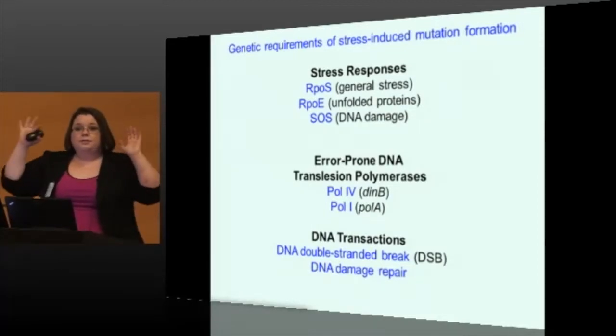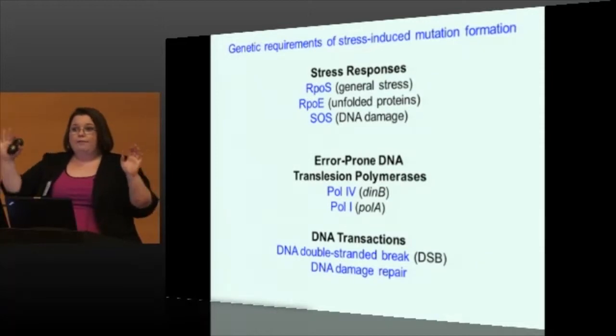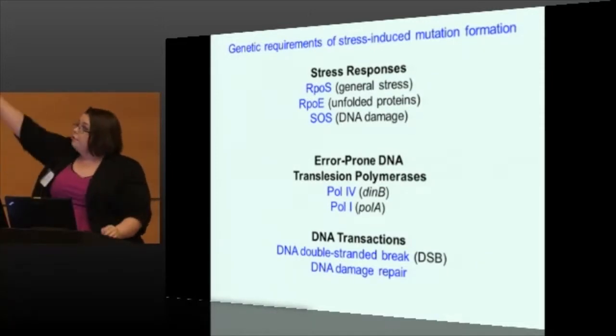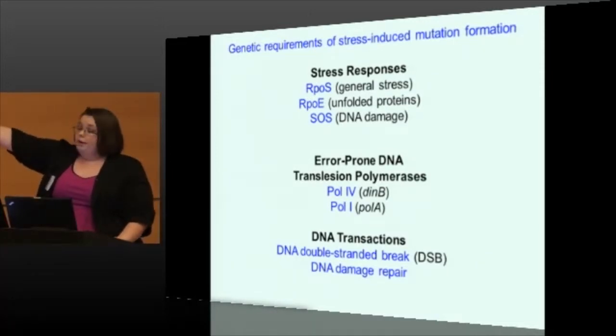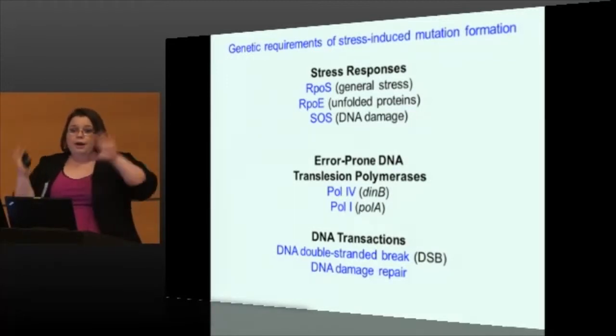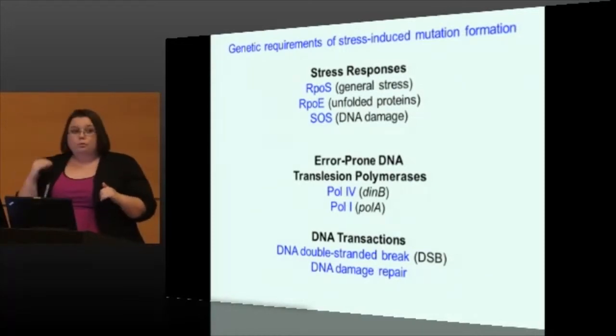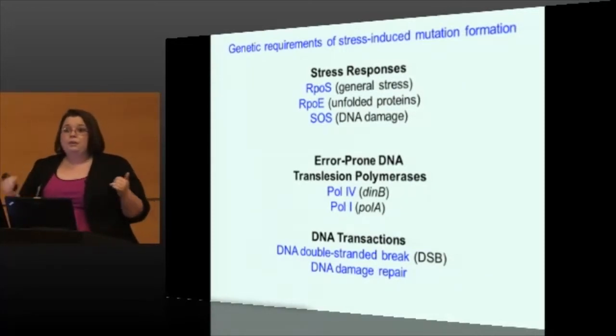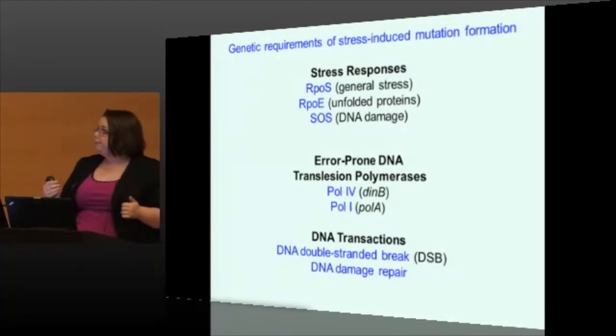Now these sense the stress. These see that E. coli is in an environment it cannot survive in. These stress responses turn on error-prone DNA translesion polymerases. So rather than the regular polymerase that replicates the genome in a very faithful manner, these are prone to inserting mutations even when they're on an undamaged template.